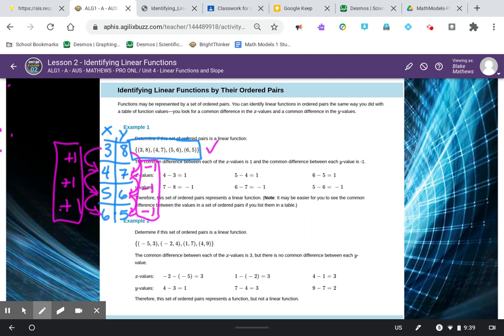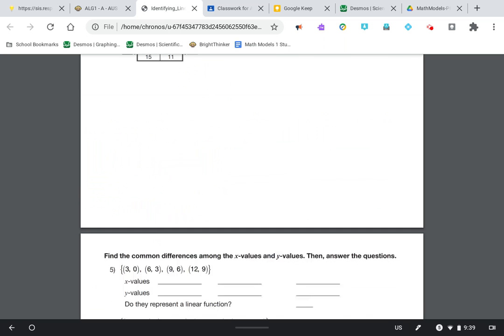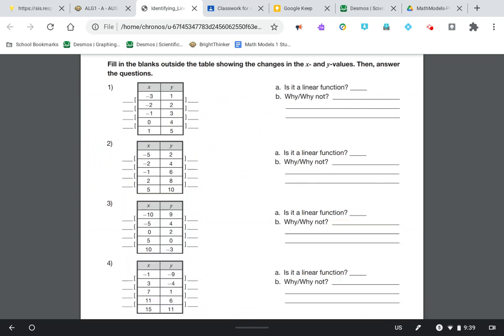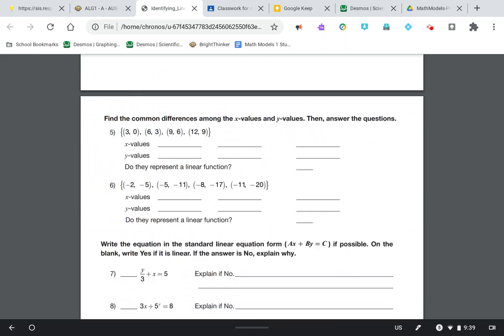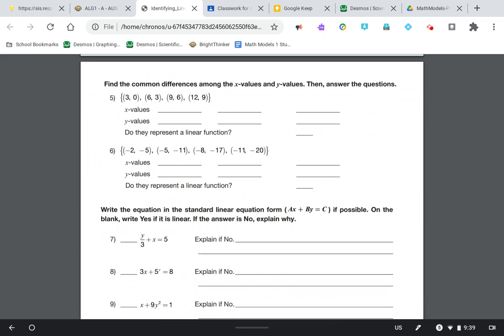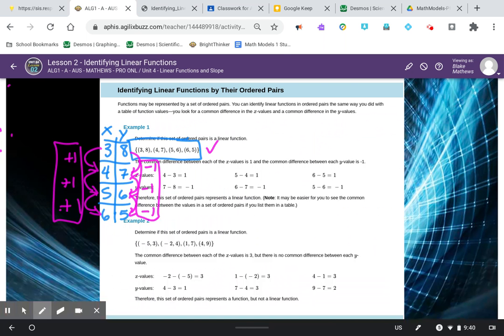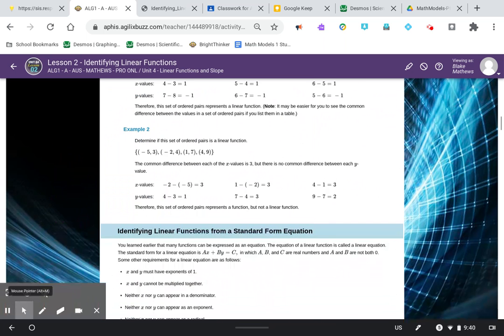Feel free to do that however you want, and you'll have examples like these in the practice on the second part of this lesson, where you will have these tables. Again, you need to determine if the change is consistent for the x and for the y. If the changes are consistent for the entire table, it is a linear function. And then you do the same thing down here with number 5. You need to determine the common difference. The common difference, again, is that change. How are the x's changing versus how are the y's changing? And if the change is consistent, then it is a linear function. So that's one main concept in this lesson, so make sure you're using that.